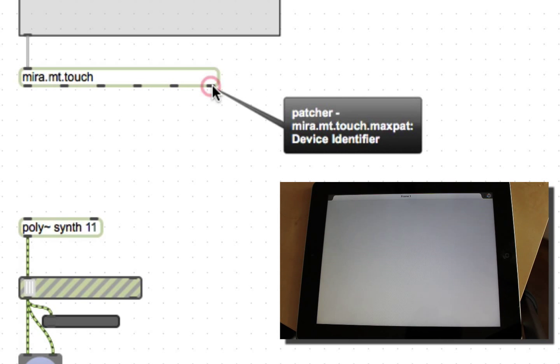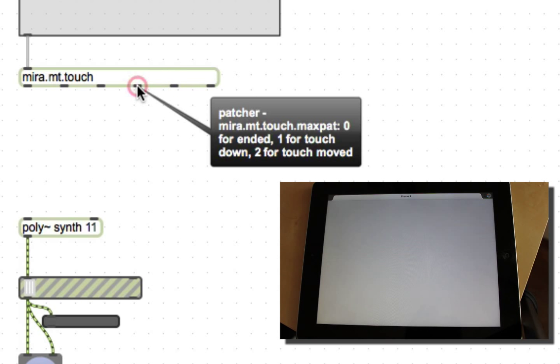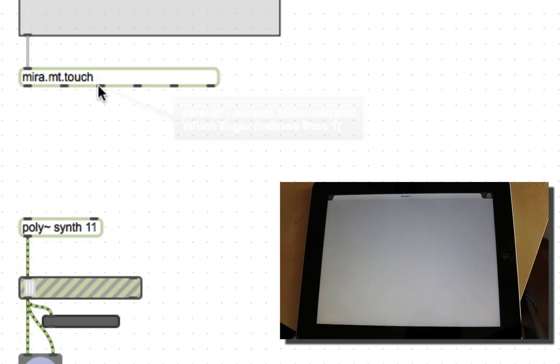So we've got the device identifier, which iPad we're talking about, the region, the 0 for touch ended, 1 for touch down, 2 for touch moved, which finger is involved, the y-coordinate and the x-coordinate. So let's say, just for the sake of argument, we want to map the x-coordinate to be the pitch, and we want the touch down, 0, 1, or 2, to turn our note off or turn our note on.